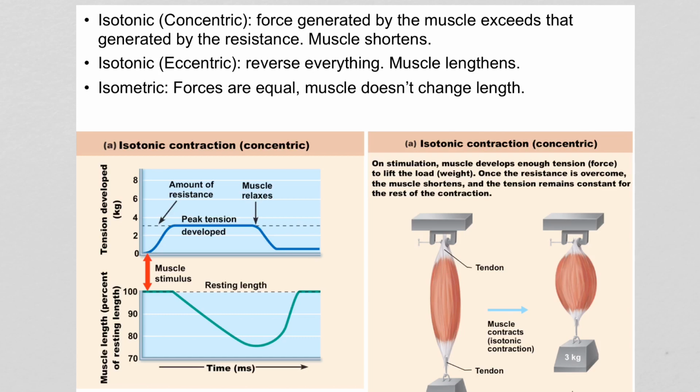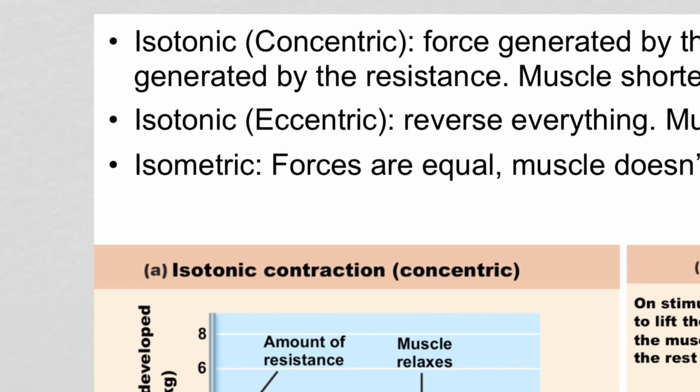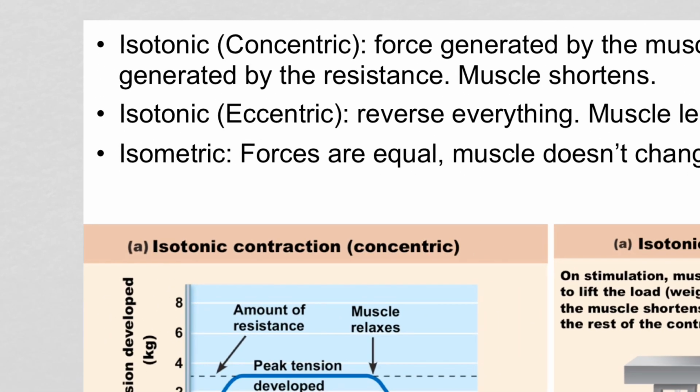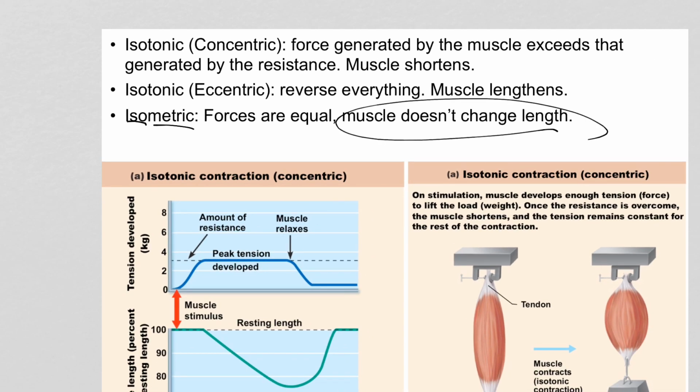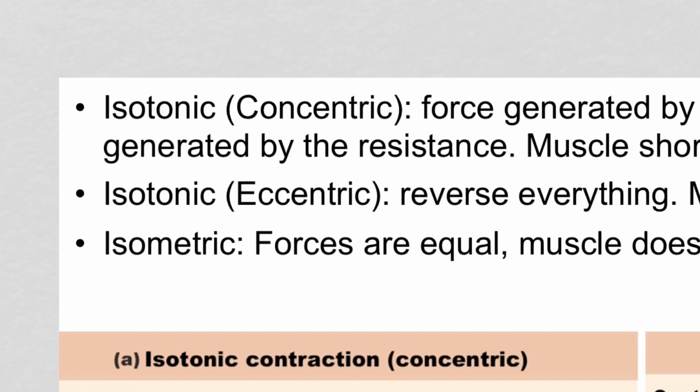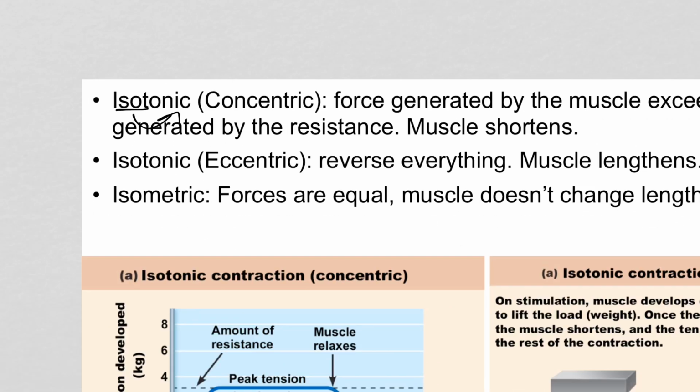And the two main terms, isotonic and isometric. Isometric is the easy one. Iso means stable. Metric, like meter, means distance. So stable distance means the muscle isn't changing length. And all that means is the muscle is producing exactly the same amount of tension, or really torque, that the load is exerting on that muscle. And so just imagine holding something in front of yourself and keeping it perfectly stable. That's an isometric contraction.